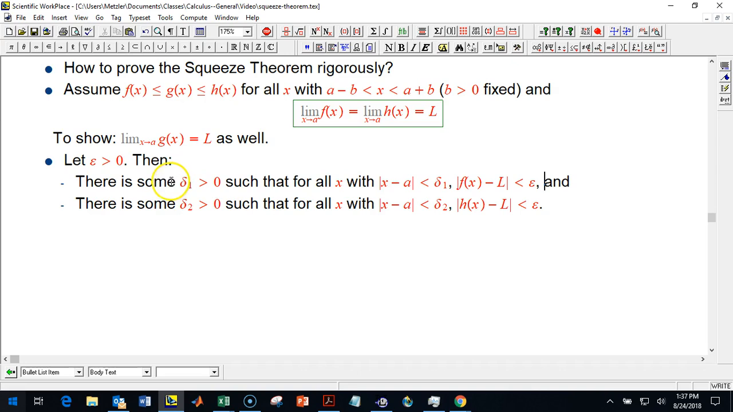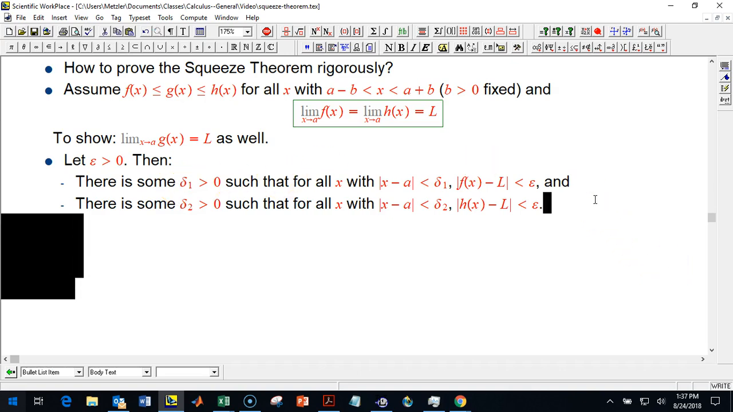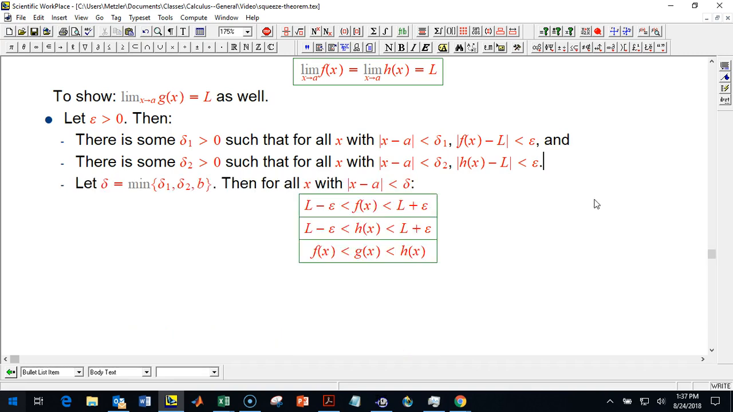There's a really easy way to do that. Just take the minimum of the positive number delta 1 and the positive number delta 2. The minimum of two positive numbers is still a positive number. So we're going to say let delta be the minimum of delta 1 and delta 2.